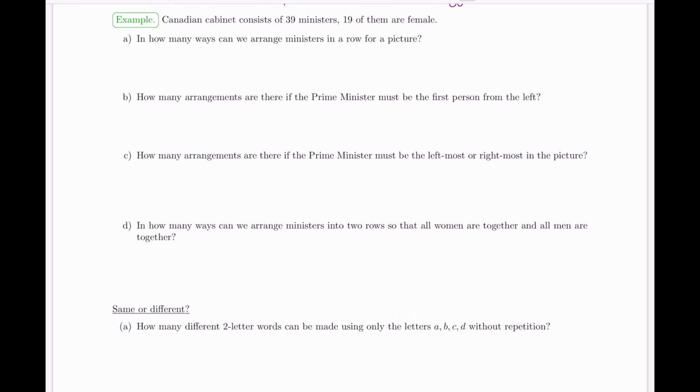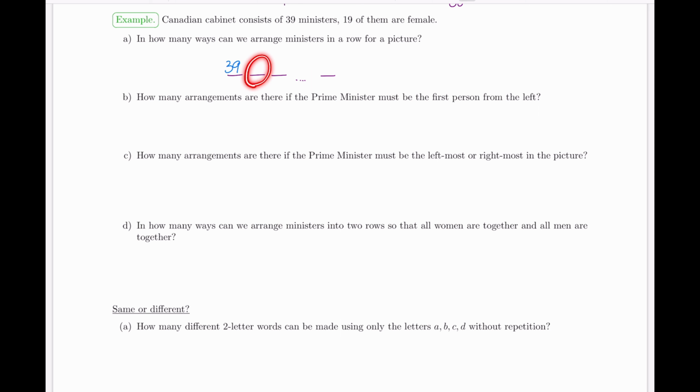Now they're going to be in a row, so my situation, if I want to represent it somewhat pictorially, is kind of similar to the situation with words from the previous page. I have a person here, followed by another person here, and so on, all the way down the road to the last person in the line. How many choices do I have to place the leftmost person? I have 39 ministers in total, so for the first position, I have 39 possible people options.